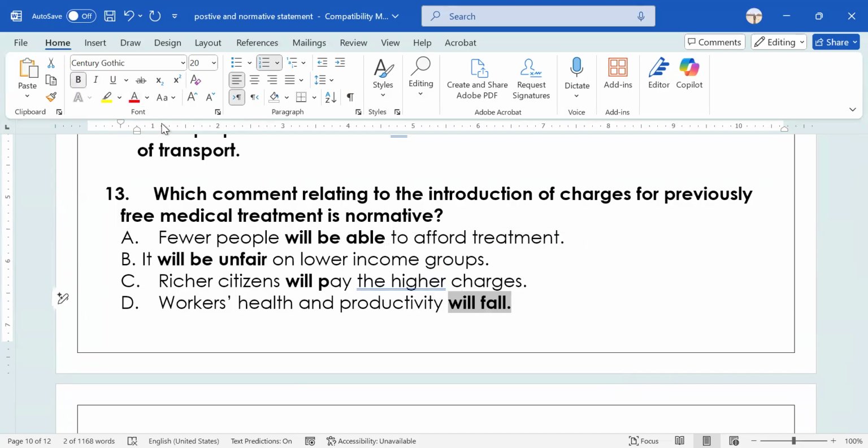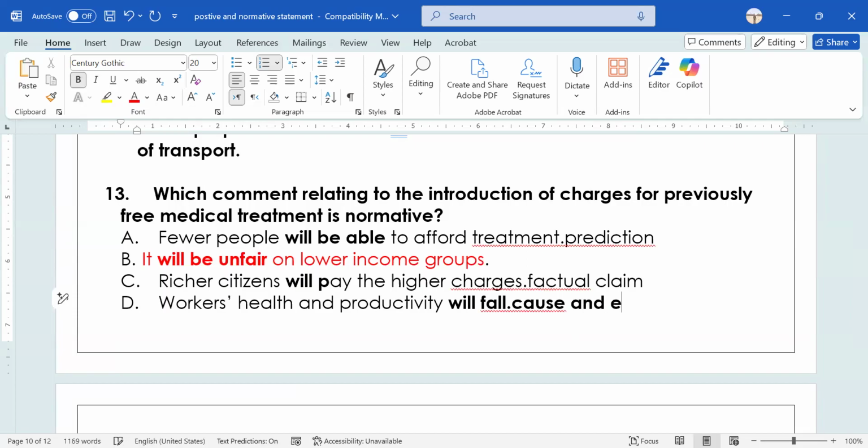Okay, the answer is letter B because of the word unfair. The word unfair expresses a value judgment. It's an opinion, very subjective. Letter A is what we call a prediction. Letter C is what we call a factual claim. And letter D, you have the word fall, you have cause and effect. That's it. I hope that you've learned something, and thank you so much.